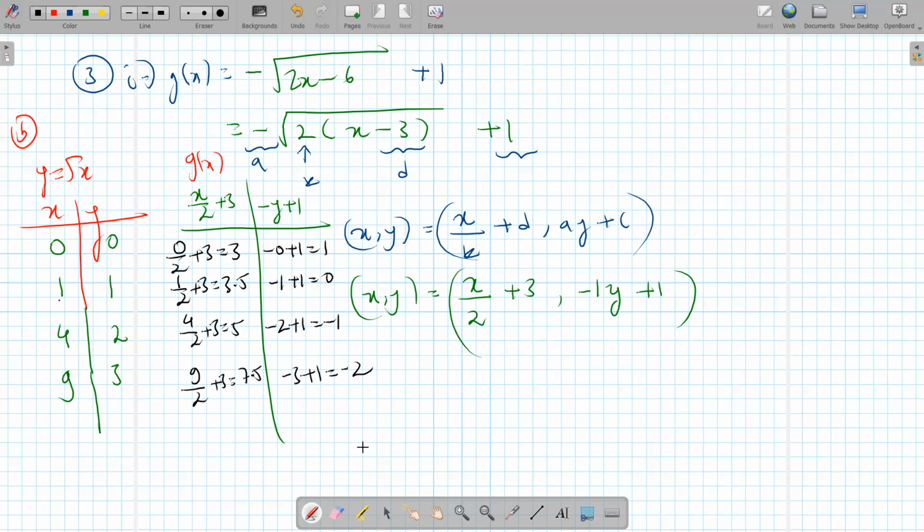It's pretty simple, right? It's not that difficult, to be honest. The hardest thing is being able to identify a, k, d, and c. Once you have that, everything else is chill.